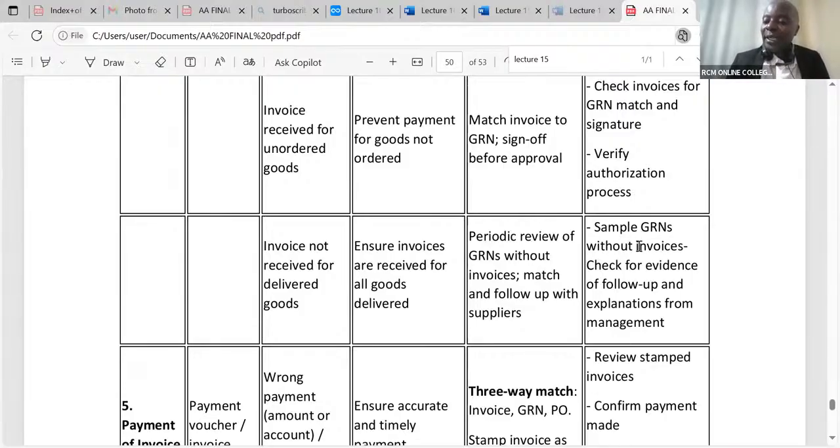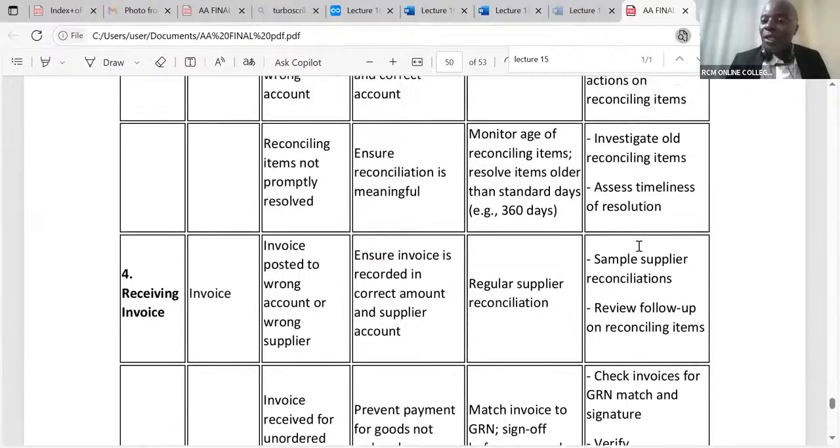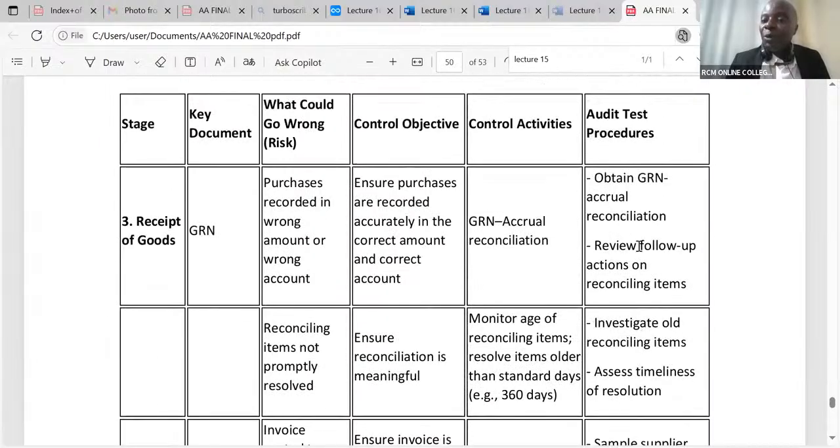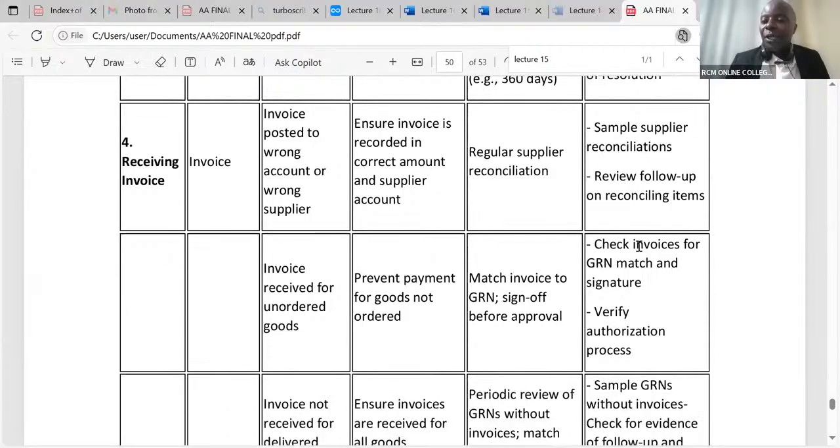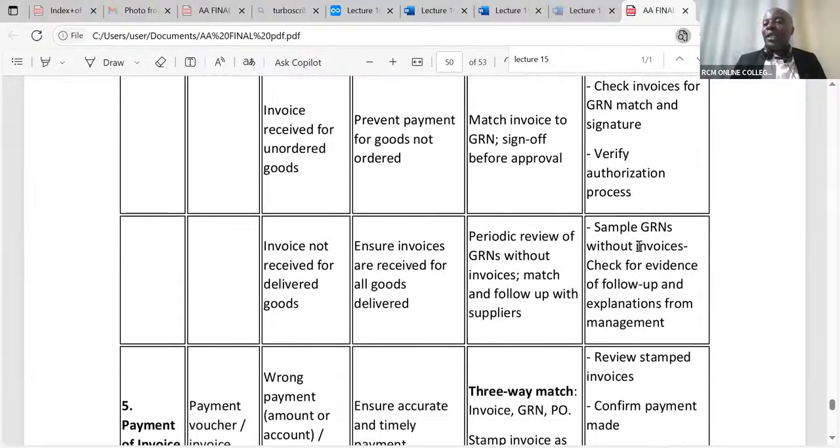Now here we are looking at this as auditors. The audit test procedures. So in this case, sample GRNs without invoices, check for evidence of follow-up and explanations from management because of the inquiry. Remember when we talk of inquiries, I'll be able to help you know how to expand this. So you're not just talking to management internally in terms of inquiries.